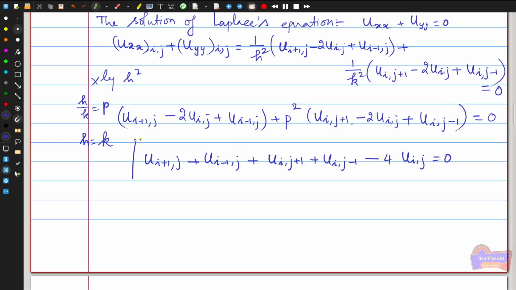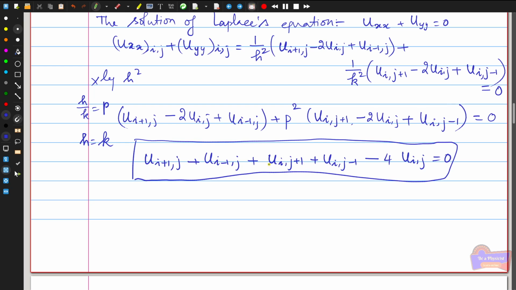So this is the approximated equation of the Laplace equation. This approximation is also called the standard 5-point formula, because you have 5 different nodal points in this equation. So this equation is called the standard 5-point formula.